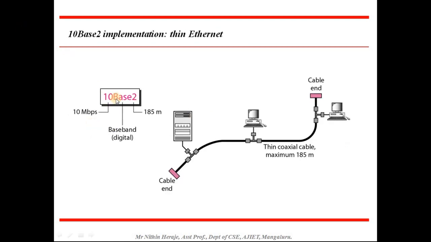Next one is 10Base2. So 10 again, 10 Mbps. Base means baseband, digital. Then 2 means that the maximum length of the cable would be 185 meters. You can just look at this. This is a thin coaxial cable with a maximum of 185 meters, and all the systems are connected to it.